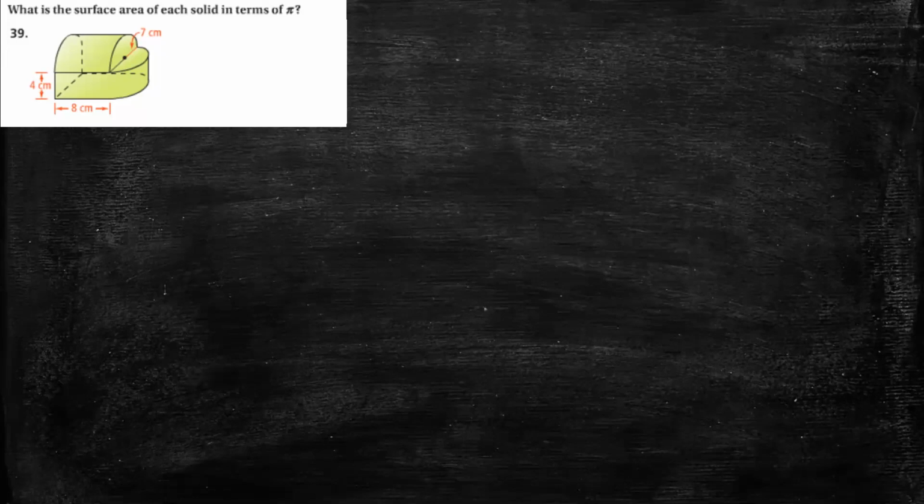Now look at this shape here. What is the surface area of each solid in terms of pi? We need to find the surface area of this shape. Who can tell me how? We have the radius, so we can use it to find the area of a circle first. Which circle?